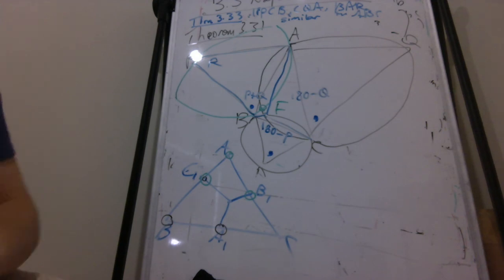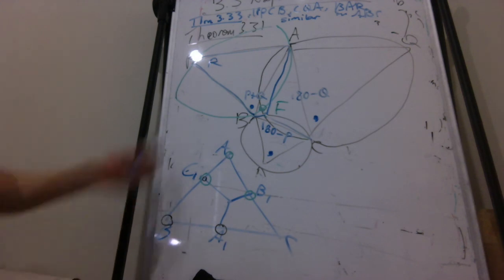Circumcircle of the middle triangle is right. Circumcircle of the middle. Okay. So they meet at a point.